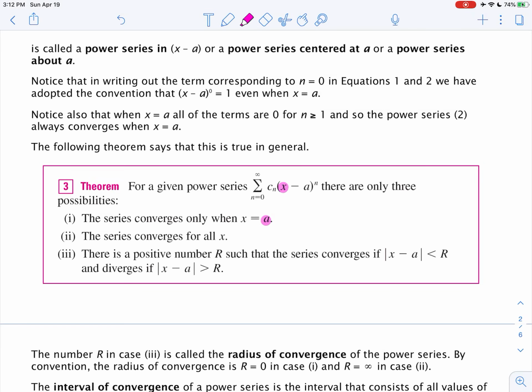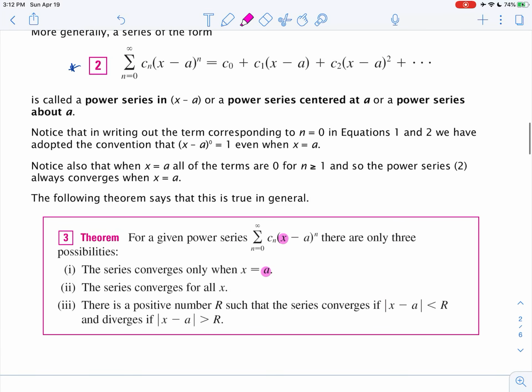Now backing up, in that general power series of c sub n times x minus a to the n, we call that a power series centered at a, or a power series about a. Good. And we will learn later on that the usefulness of power series is to be able to represent functions as power series around that value of a.